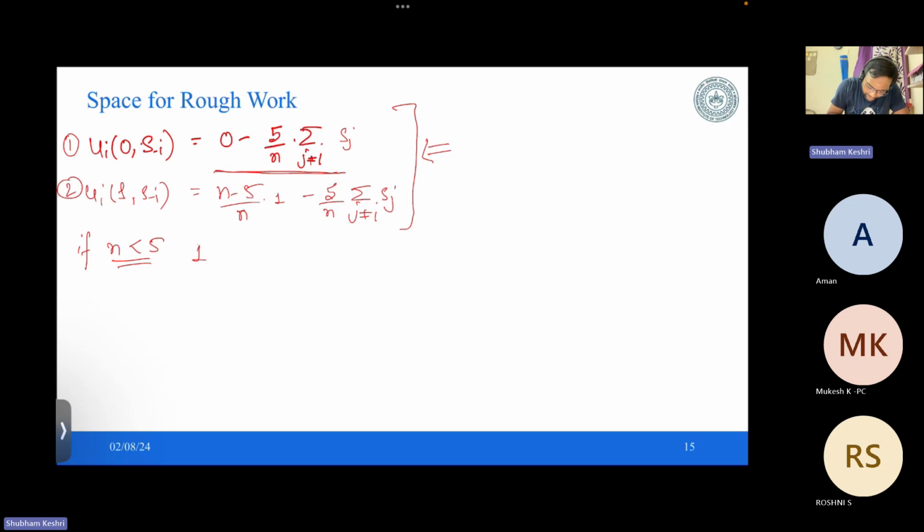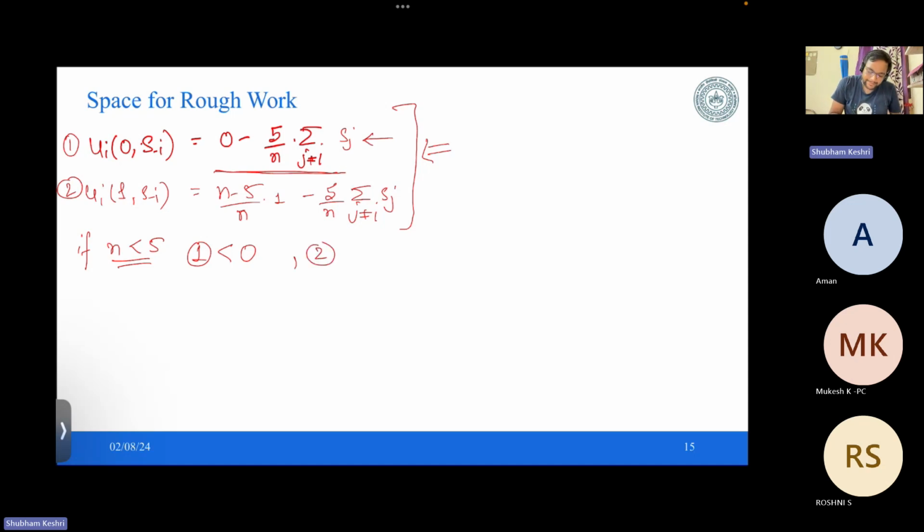When n is less than 5, 1 is negative. Any doubt in that? It is already negative. It doesn't matter n is greater than 5 or less than 5. First will always be negative. Is this clear? First expression will always be negative. Yeah. No matter what value of n is. The second expression will change.